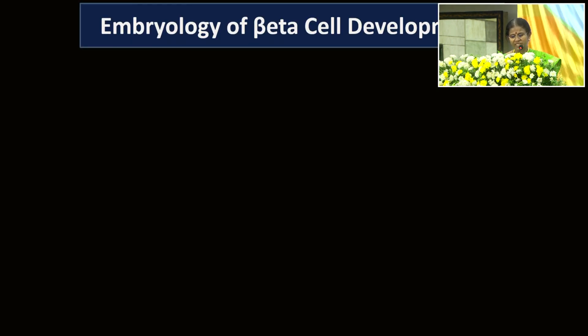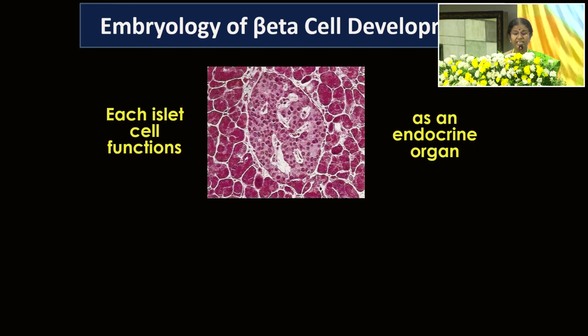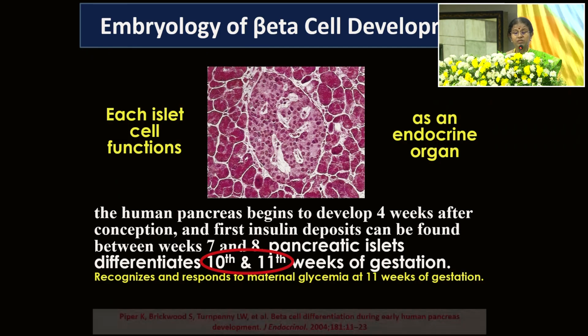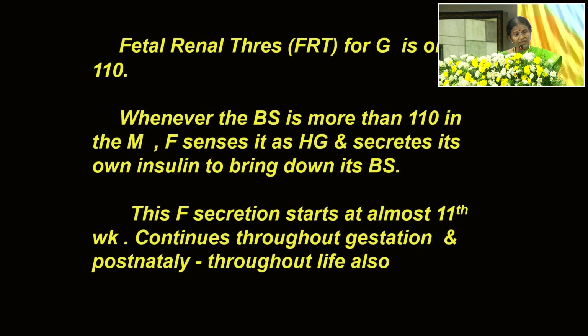Why this 10th week? If you see the development of fetal beta cells, they start functioning by the 11th week. Once this function starts, it is irreversible. It will never stop. And why does this happen? If you take the fetal renal threshold, it is 110, like what we have as 180. For the fetus, it's 110. So whenever the mother's blood sugar crosses this 110, the fetus starts secreting insulin and starts controlling the mother's blood sugar. And this fetal secretion starts almost at the 11th week.